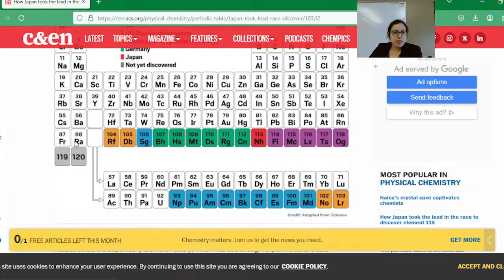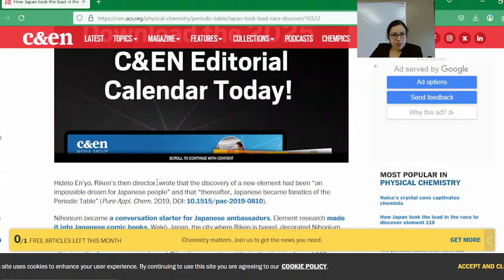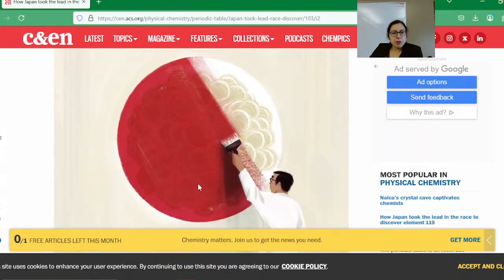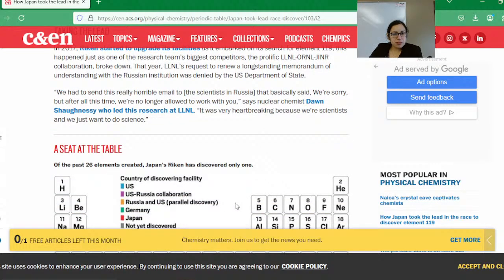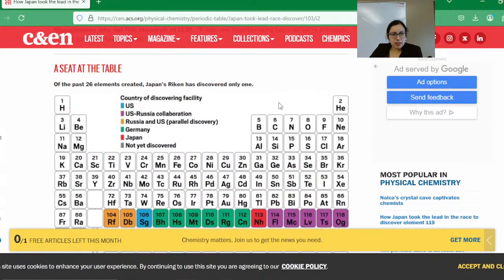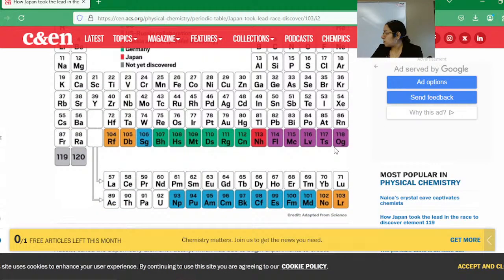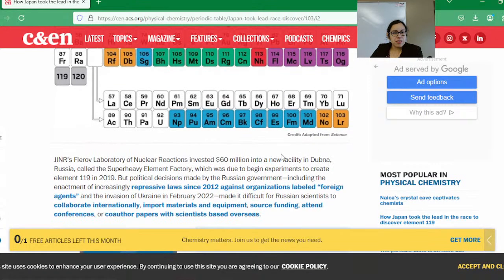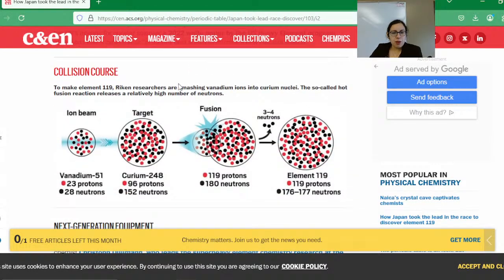But the emphasis is that there are more elements theoretically, and people are trying to discover them. They're bringing up that Japan is trying to win the race here. It goes into some of the politics. Obviously there are issues with the Russia collaborations right now, so unfortunately those scientific efforts aren't going as fast as they should be. But they're also talking about how they're trying to collide them.